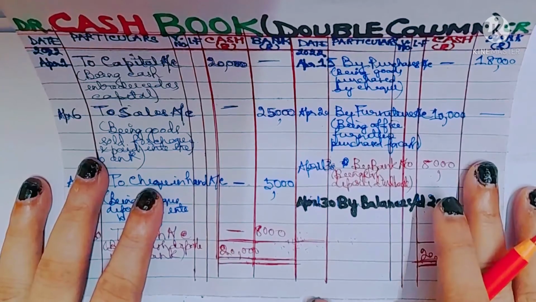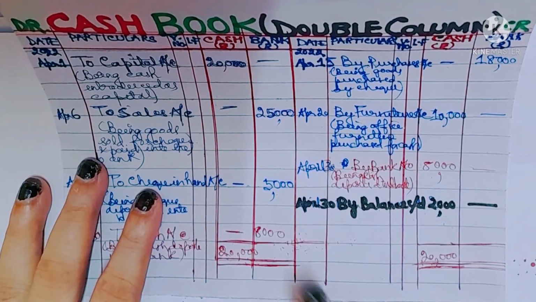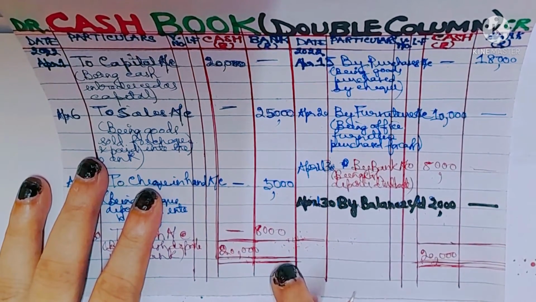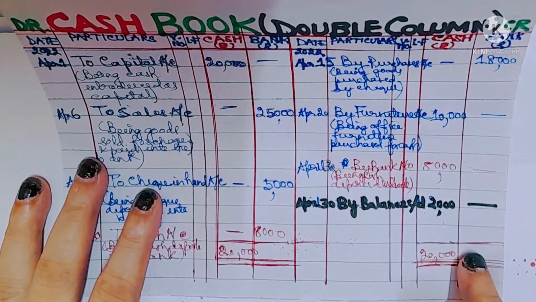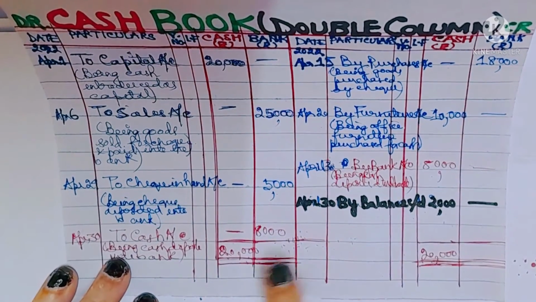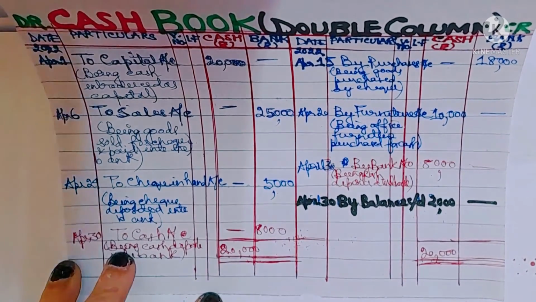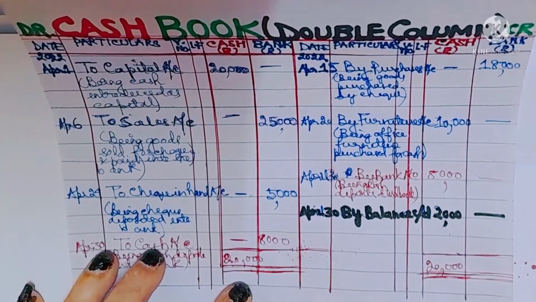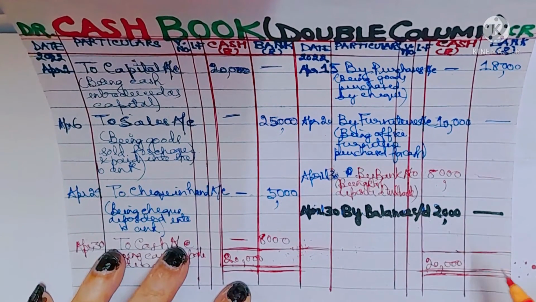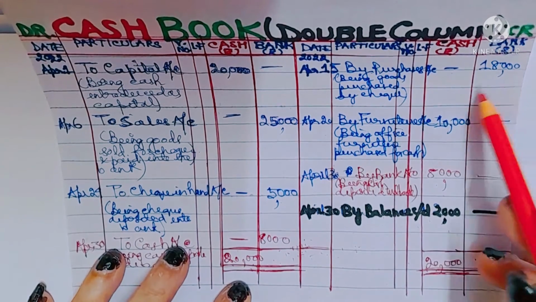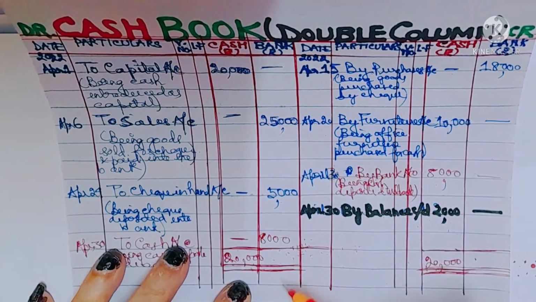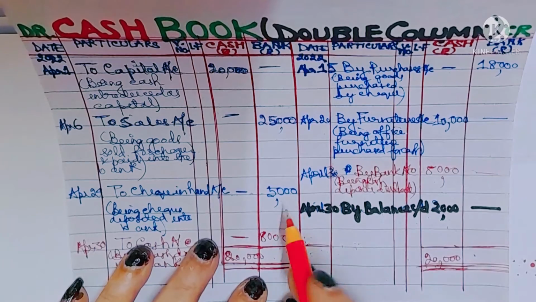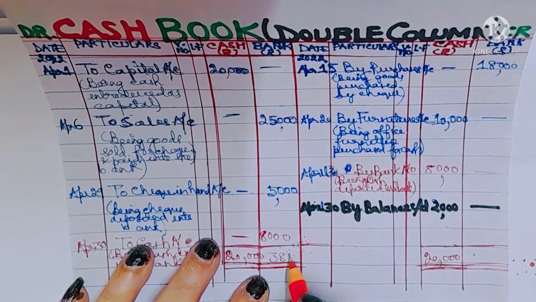Okay? So now let's calculate the total of bank column on the debit side and the total of bank column on the credit side. So what is the total of bank column on the debit side? The total of bank column on the debit side is 38,000 and the total of bank column on the credit side is 18,000 only. So which side is bigger? I have told you the rule, whichever is bigger, we have to write the bigger amount. So 38,000 on both sides.